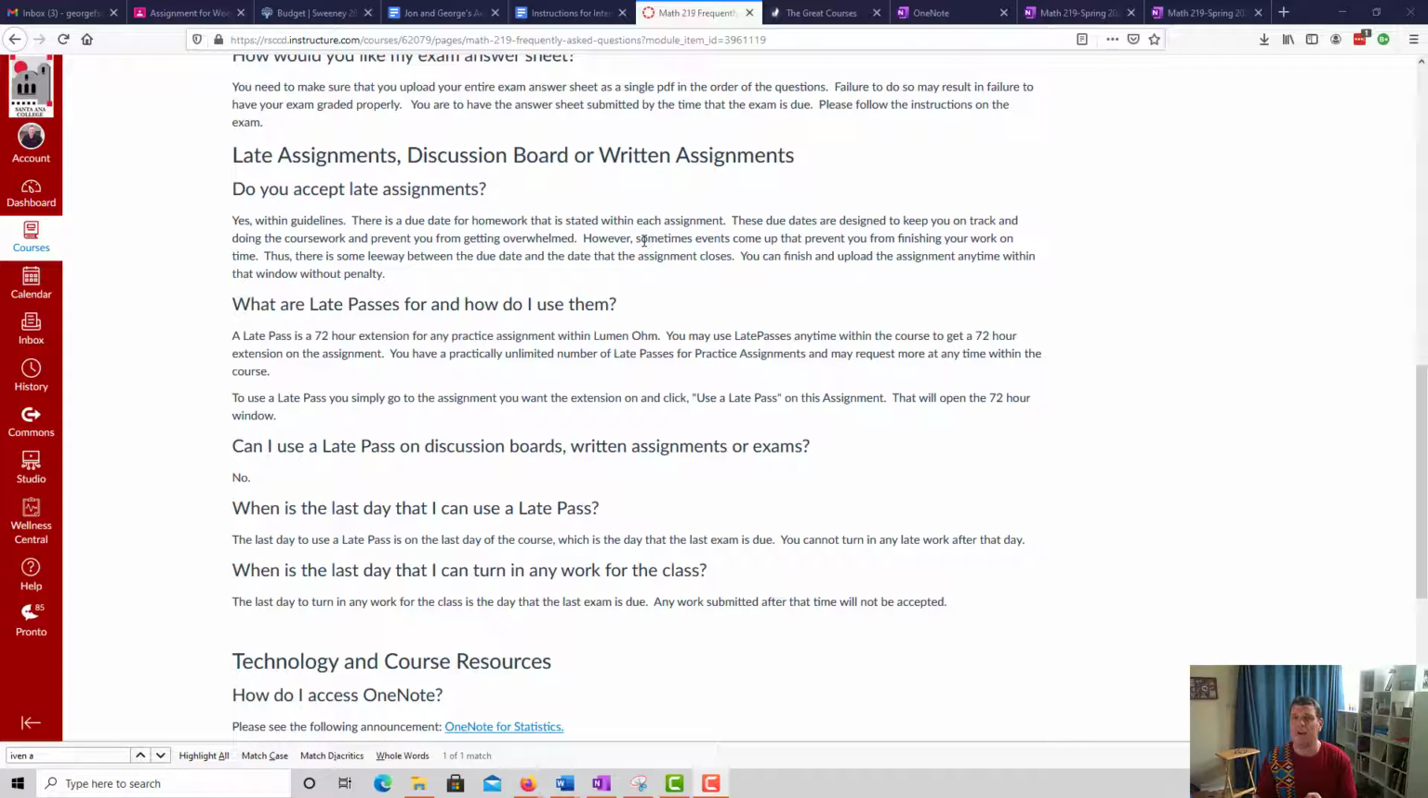The entire course closes. Okay, you can look at your grades, but nothing else is going to be allowed to be uploaded or inputted, and nothing else will be graded. Okay, so that kind of covers it in terms of late assignments. There's a grace period on each one of the assignments. Just make sure that you get it within that grace period.